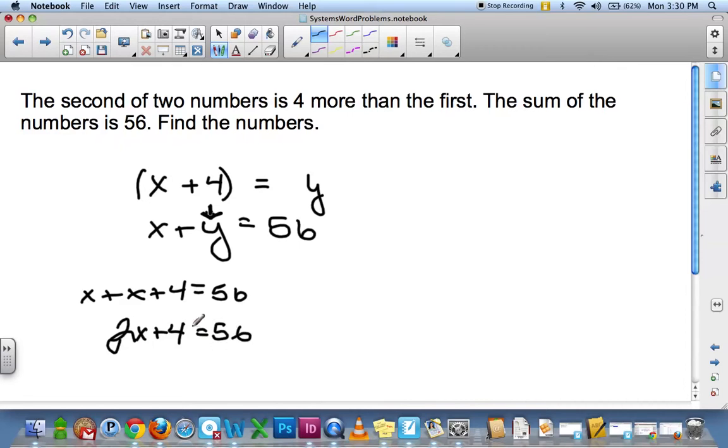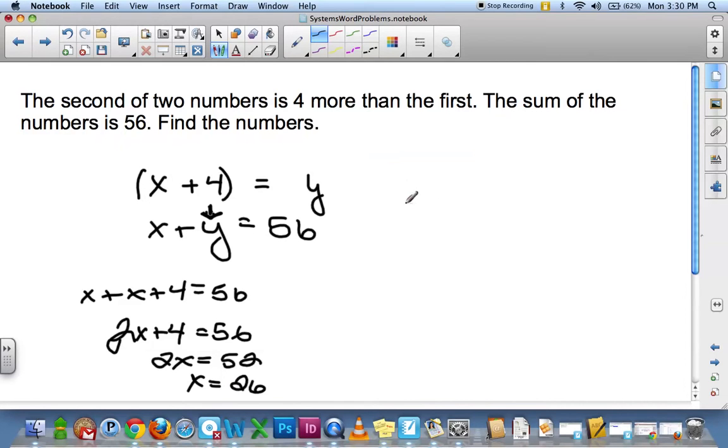I'm going to get 2x plus 4 equals 56. You're going to subtract each side by 4. So you'll get 2x equals 52. Next step is to divide by 2. So your x is 26.